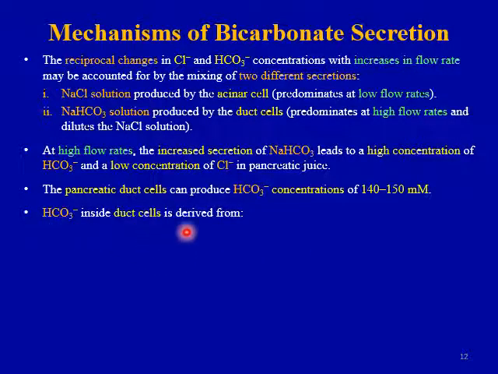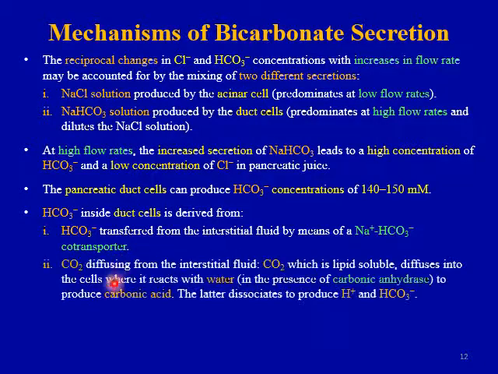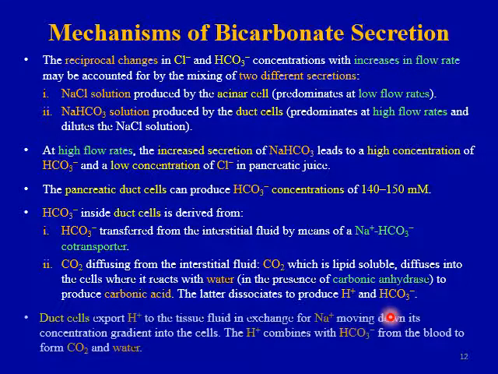Bicarbonate inside duct cells is derived from bicarbonate transferred from the interstitial fluid by means of the sodium bicarbonate cotransporter that is present in the basolateral membrane, as I have previously explained, or from carbon dioxide that diffuses from the interstitial fluid. Then that carbon dioxide will react with water under the influence of the carbonic anhydrase enzyme to form carbonic acid. This one will dissociate into hydrogen and bicarbonate.